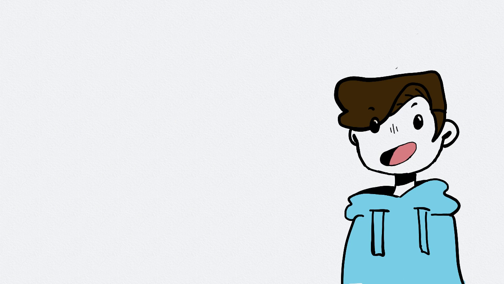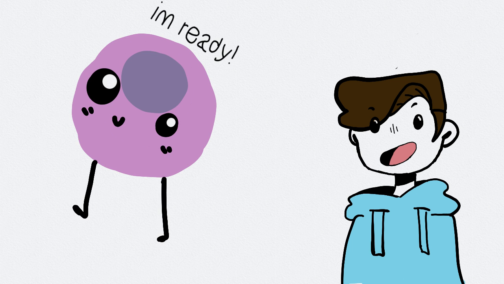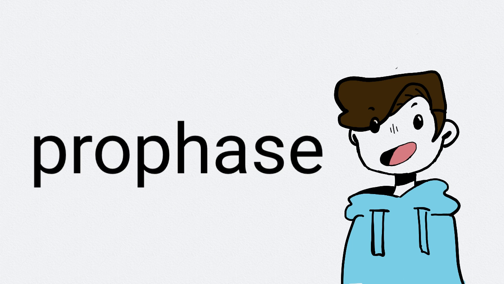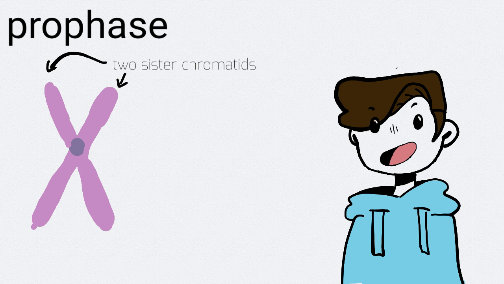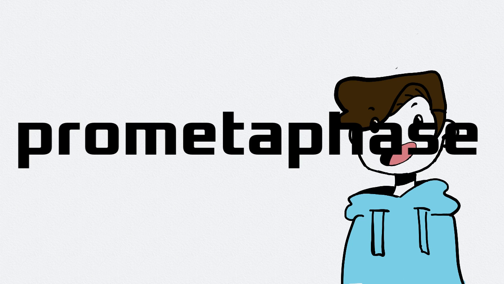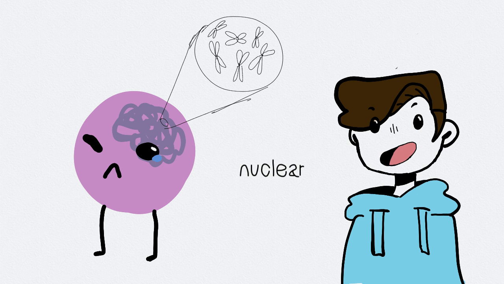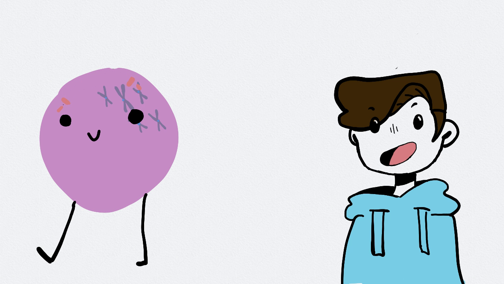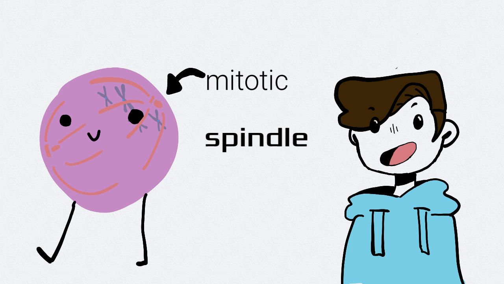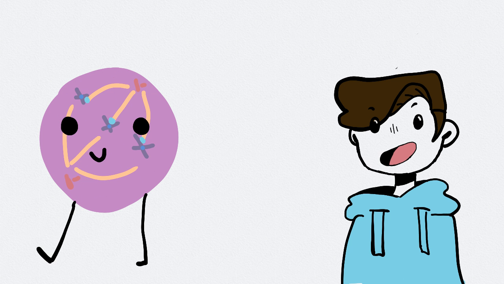Now that the cell has grown, it's ready to start dividing, starting with prophase. In prophase, chromosomes, which are made up of 2 sister chromatids connected by a centromere, are formed. Next is prometaphase, where the nuclear envelope breaks and the centrosomes go to opposite sides of the cell, while the spindle microtubules attach themselves to the chromosomes using a kinetochore.